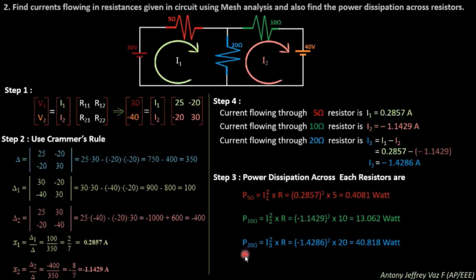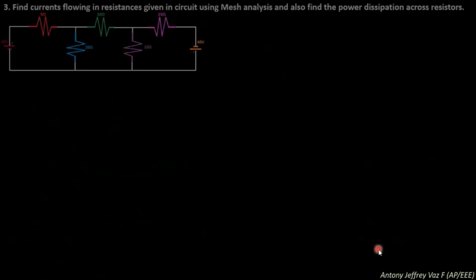Then for the power dissipation across the 20 ohm resistance, we have I3 square into R, which is 1.4826 whole square into 20, which is 40.818 watts. Very easy, very simple. You can easily find all the values, substitute everything, and find the answer. Immediately you will get 8 marks or 12 marks for the sum. Very easy problem.